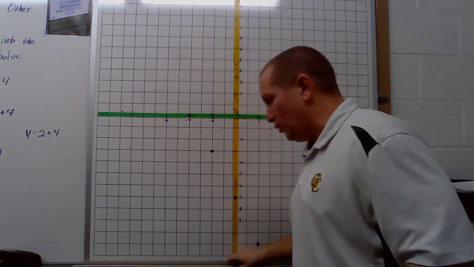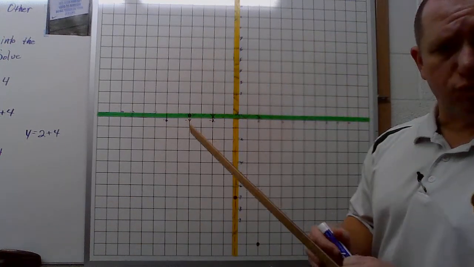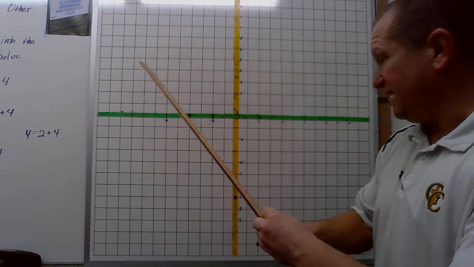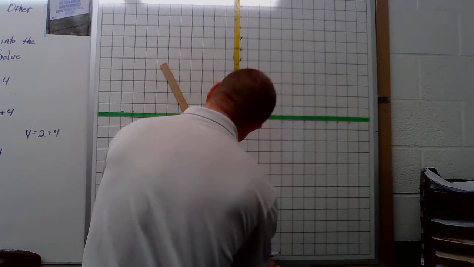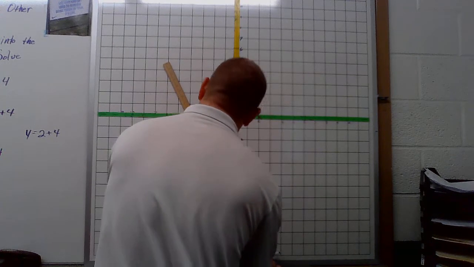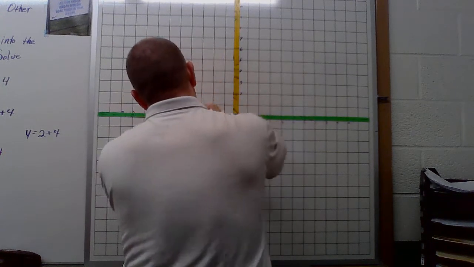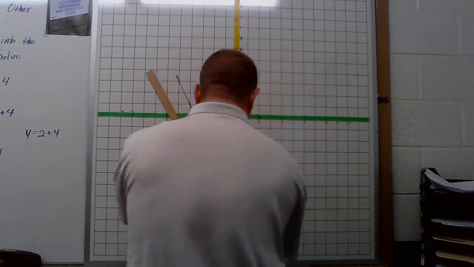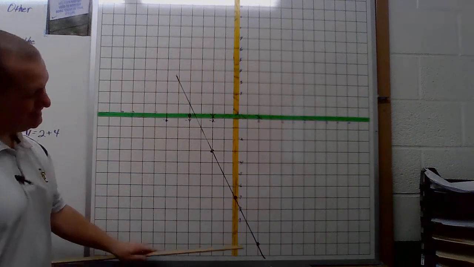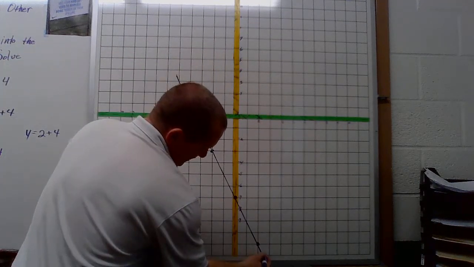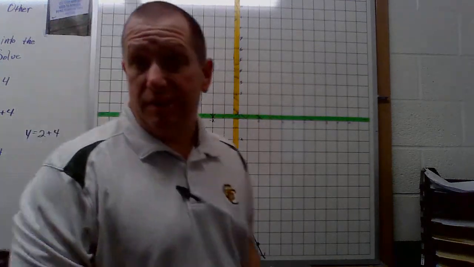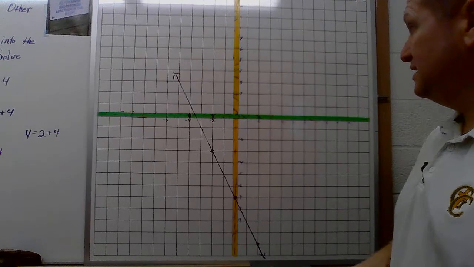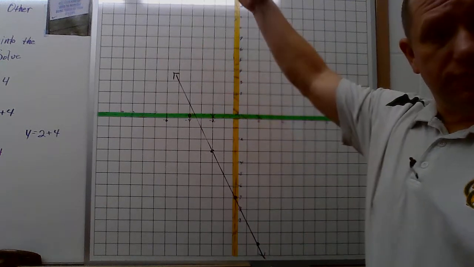And then this is really important. Don't forget to use a ruler, and when you connect your dots, make sure they are a straight line. And when I make my straight line, I want to extend that line quite a ways. And remember, it's a line, so I need to put arrows at the end of each side because I want to make sure that it goes on into infinity.